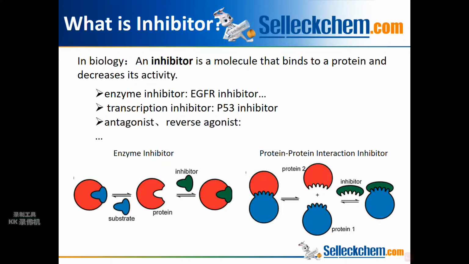This diagram is about an inhibitor of protein-protein interaction. If the inhibitor has a similar structure of red protein's target binding site, it could replace red protein to bind with blue protein. So this inhibitor could block protein-protein interaction.